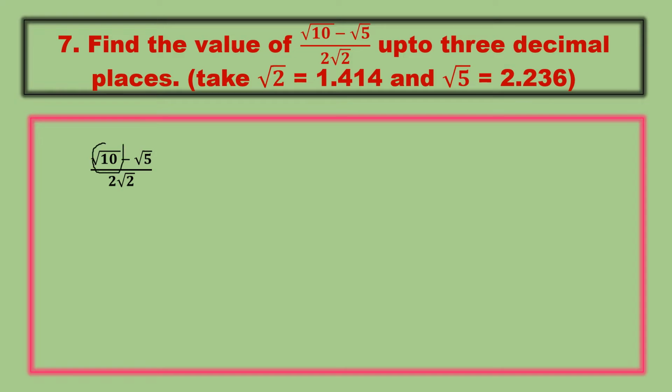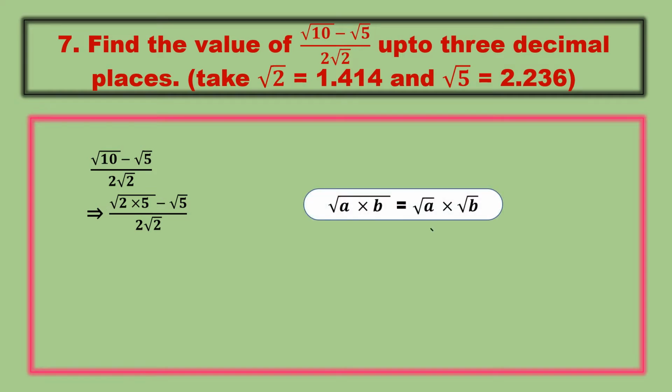So root 10, I can write 10 as 2 into 5, right? As I'm having 2 and 5 here, and 10 means 2 into 5 only. So in place of root 10, I can substitute root 2 into 5. Now root 2 into 5 is in the form of root a into b, which is root a into root b. That means you should separate the roots. You can give the roots for both 2 and 5 only when they are under multiplication or division. So this will become root 2 into root 5 minus root 5 by 2 root 2.